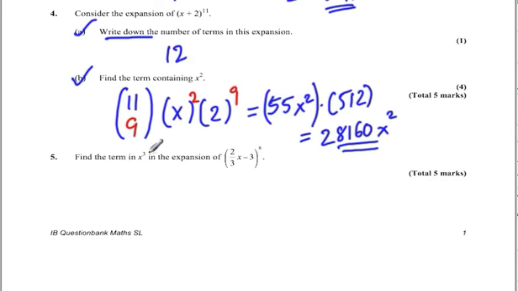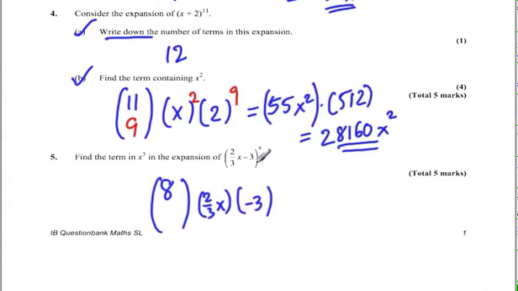Let's do this one. Find the x cubed term in the expansion of that. So same deal as before. We're going to have a choose term. This is our first term. This is our second term. It's going to start with 8 because we have a power of 8. This is going to be 2/3 x, and this is going to be -3, right?